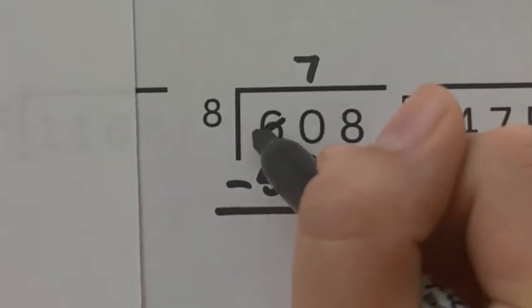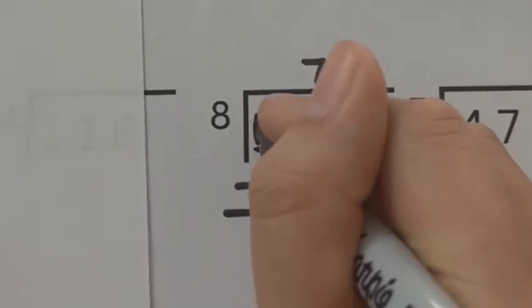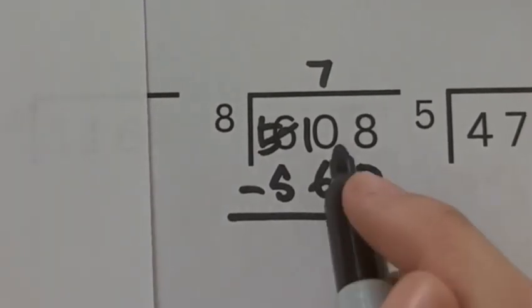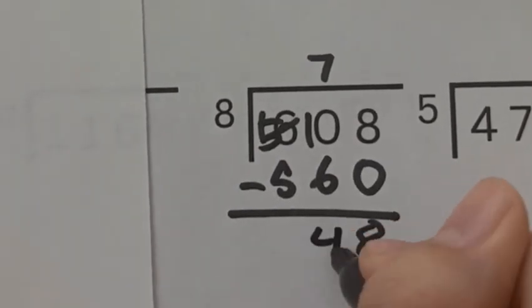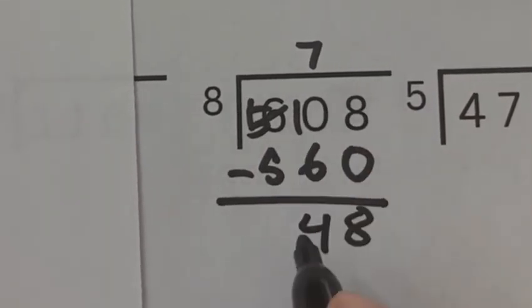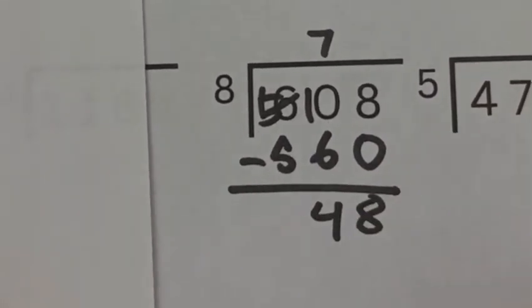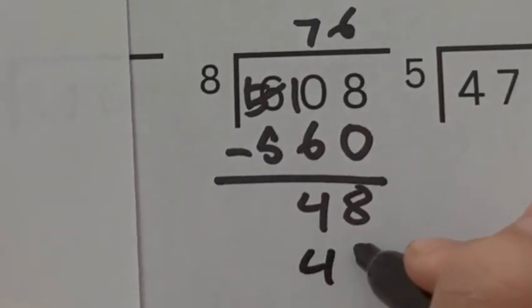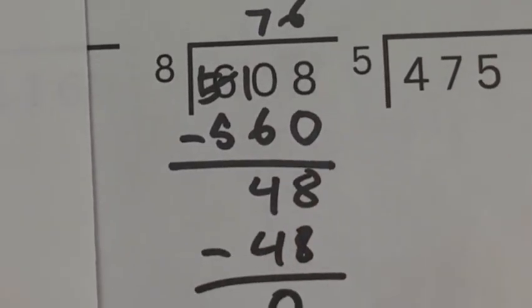Then you have 0 minus 6. You can't do that, right? So you just make that into a 5 and make that into a 10. 10 minus 6 equals 4. 8 times what equals 48? 48 divided by 8, what does it equal? 6. So then you know that it goes down to a 0.